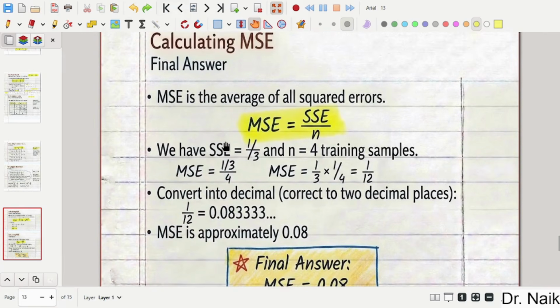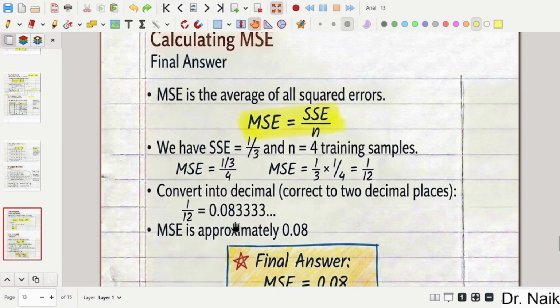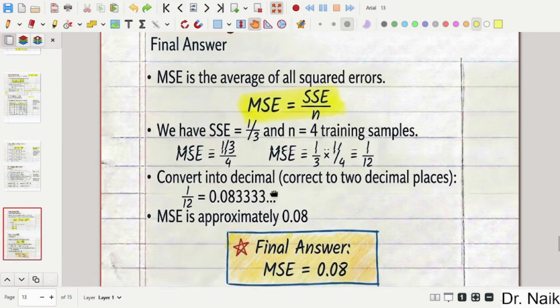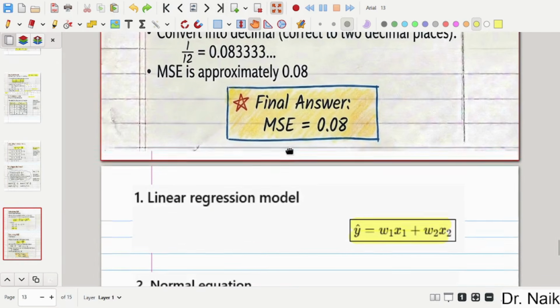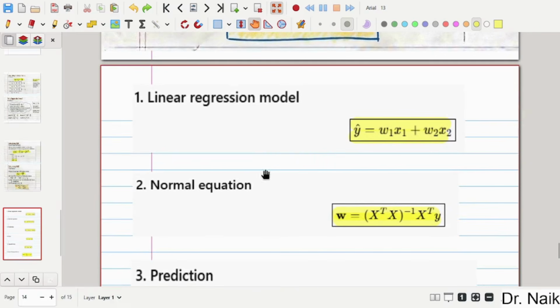Now calculate the MSE. MSE is the average of all squared errors. So MSE is equal to SSE divided by small n. Small n is the total number of samples given to us. Just now we calculated SSE as 1 by 3 and the samples given to us are 4. So it is 1 by 3 divided by 4. That means 1 by 3 multiplied by 1 by 4. So it is 1 by 12. So 1 by 12 means 0.083333. So our final answer after rounding to two decimal places is 0.08. So MSE is 0.08.